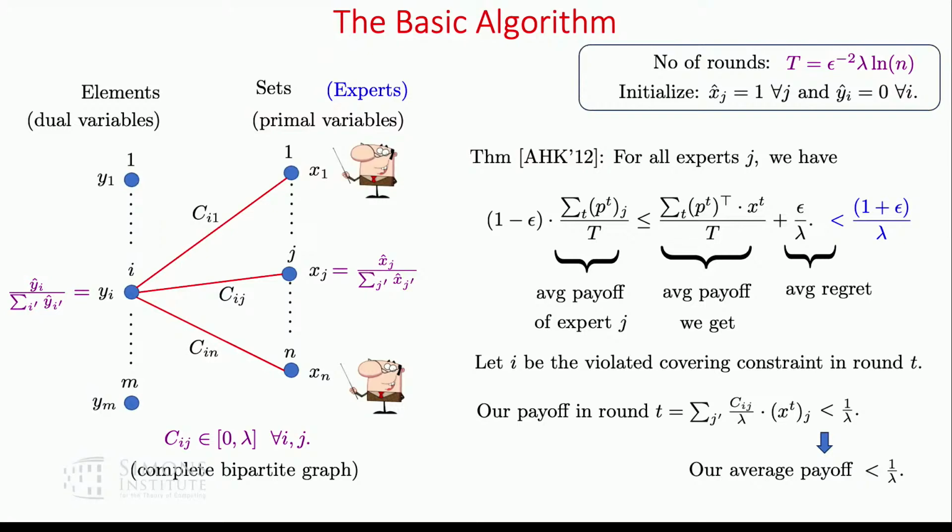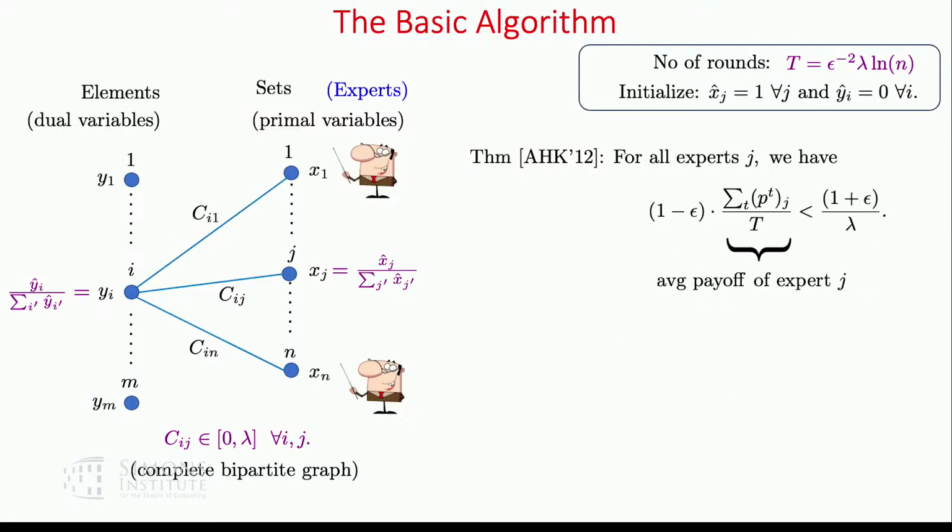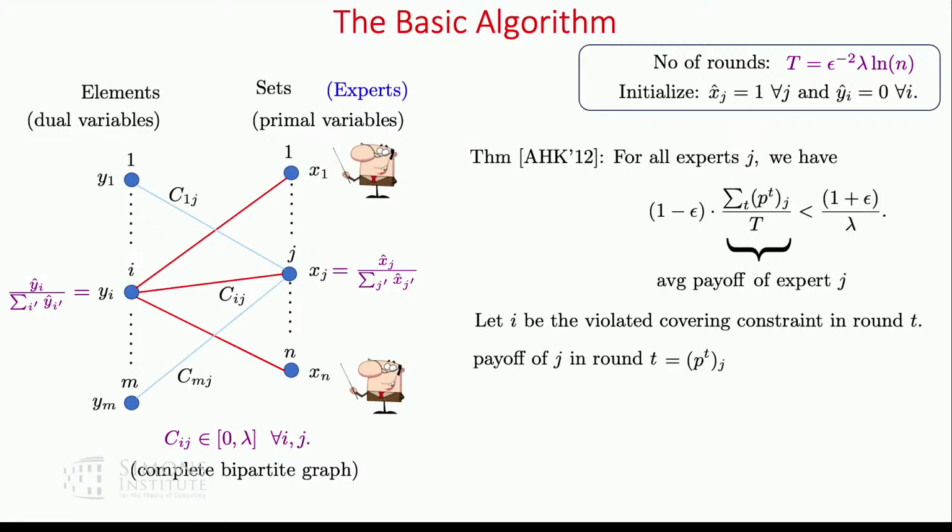Okay. Now we will just lower bound the average payoff of any given expert J. And this will just tell us that the packing constraint on the set J is satisfied approximately. This is where this 1 plus epsilon term will come from. Okay. So what is the average payoff of expert J? Again, fix any round t. Let I be the violated covering constraint in round t. What is the payoff of J in round t? By definition, it's just Cij, this coefficient divided by lambda.